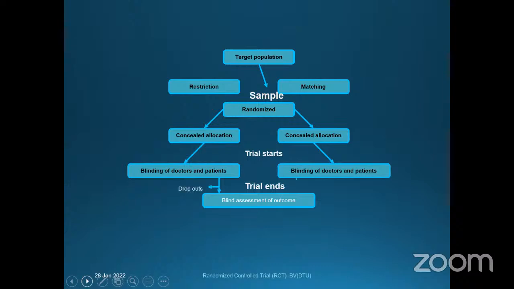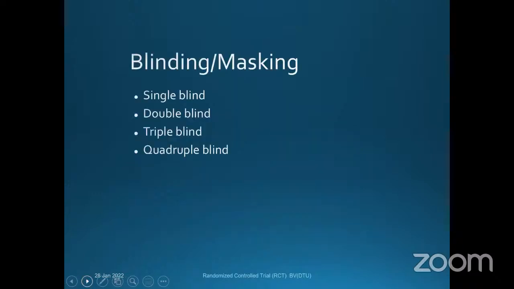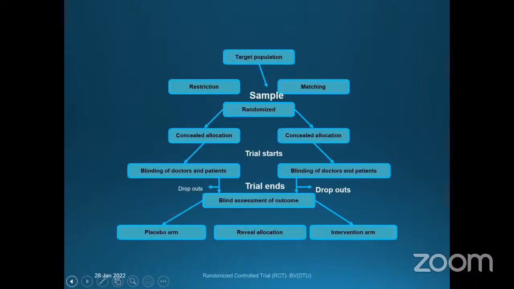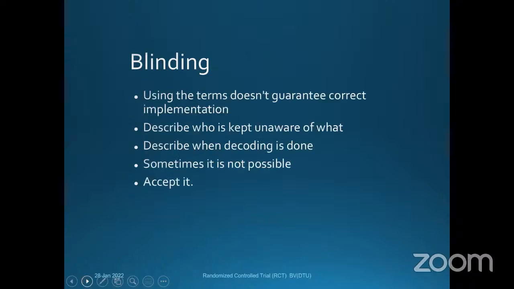Now we have dropouts. You have to calculate the dropouts on both arms. And the placebo arm is unfolded now because blinding has been unfolded here. After the allocation is revealed, the intervention arm results and the placebo arm results are there. So what you see, blinding and masking is an important aspect. Single blind, double blind, triple blind, quadruple blind can happen.